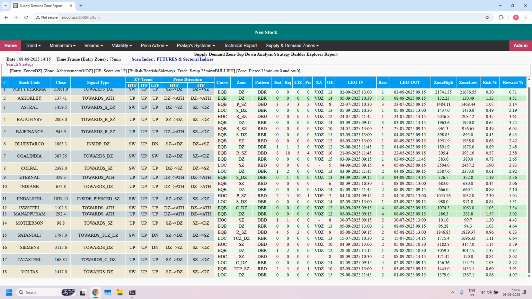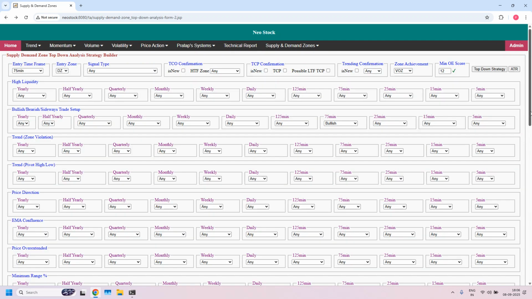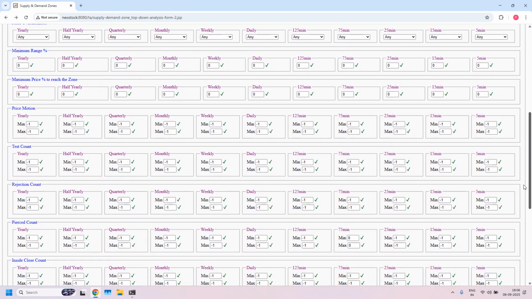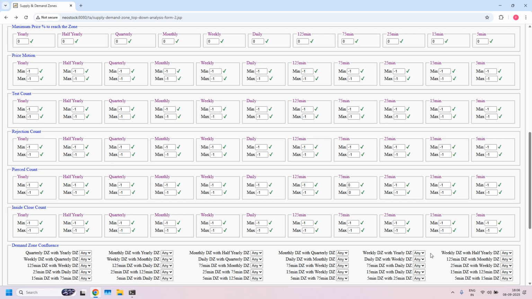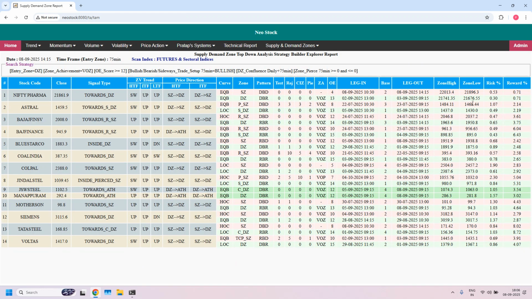Out of these 18 75 minutes demand zones, there could be some high probability trade setups. 75 minutes demand zones might be available as per the zone confluence and EMA confluence strategies that we learned in lesson 27. So I am applying a demand zone confluence filter on these 18 stocks. That is LTF and ITF demand zone confluence. That is nothing but 75 minutes and daily demand zone confluence is enabled. Let's filter based on this.